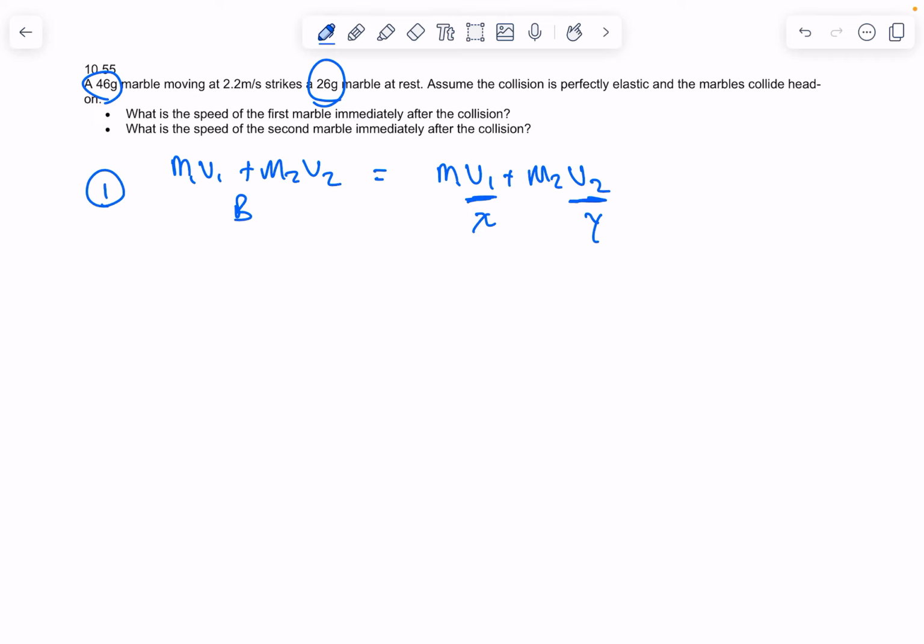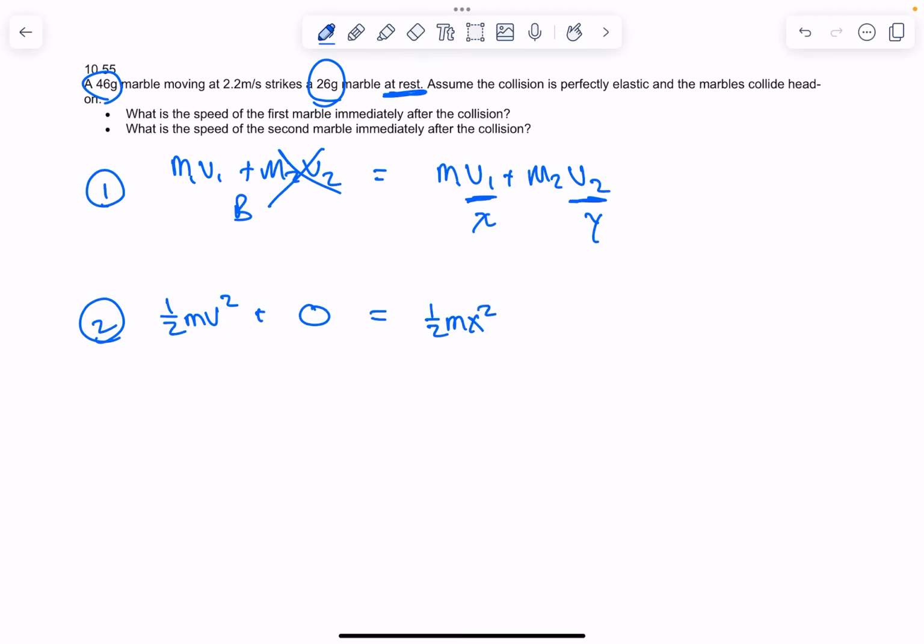Then because in an elastic collision, both the momentum and kinetic energy are conserved, I basically do the exact same thing, 1/2 mv squared. Again, plug in all the numbers that I know. And by the way, because the second one's at rest, these two terms will be 0, and it will be equal to 1/2 m, and watch how I do it. Instead I say x squared plus 1/2 m y squared.